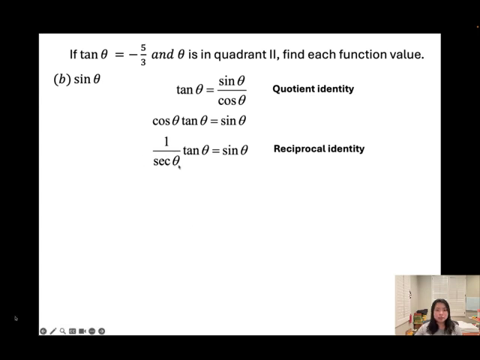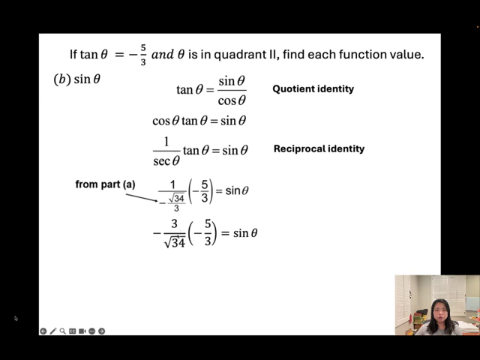And you already know what is secant theta from part A, right? Tangent theta will be equal to -5/3. Okay, reciprocal for this guy, that will be 3 over square root of 34 times -5/3. Cancel out, negative, negative, you got positive. So you will have 5 over square root of 34. And then rationalize. We're gonna multiply by square root of 34. So you should get this. Sine theta equals 5 square root 34 over 34.